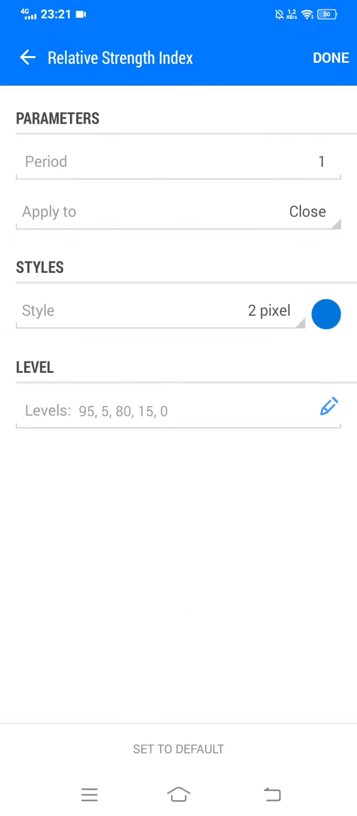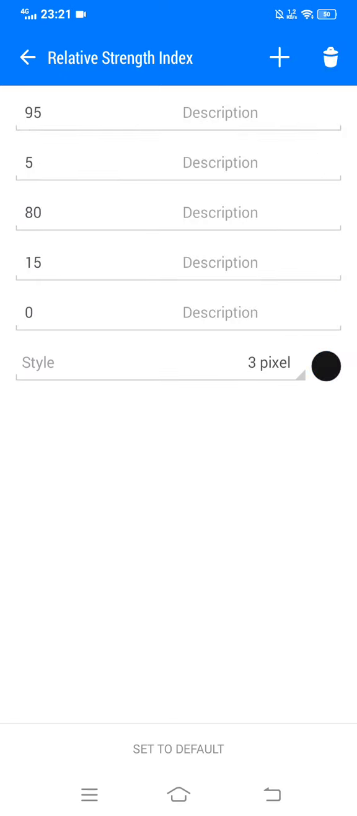First indicator you're going to load is the RSI, the Relative Strength Index. These are the settings. Period 1, apply to close, style 2 pixel, you can use any color of your choice. And then the levels. These are the levels. We want level 95, 5, 80, 15, and 0. 3 pixel, and I just chose black.